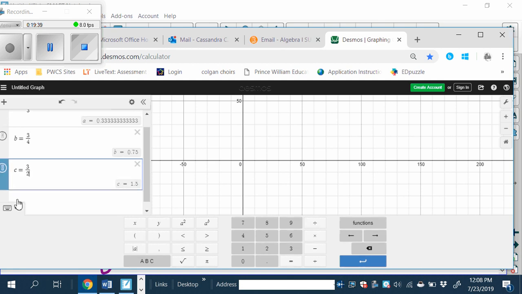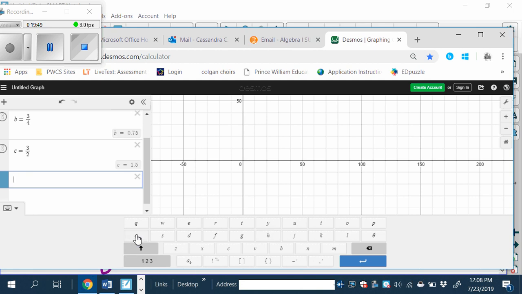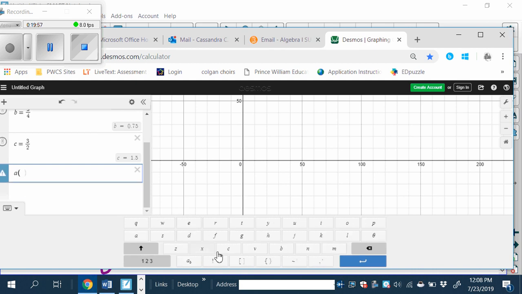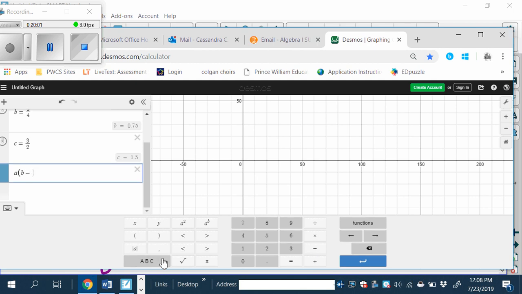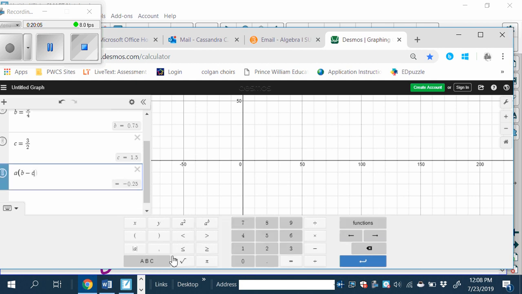Okay, now what I'm going to do is, now that I've defined these variables and their values, I have to plug it into Desmos, into the equation. So what I'm going to do is copy the equation exactly how I see it, or the expression, I'm sorry. So that's a times b minus c squared. So I'm going to put b minus c and the squared is inside.